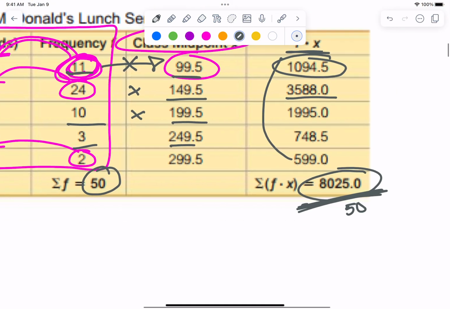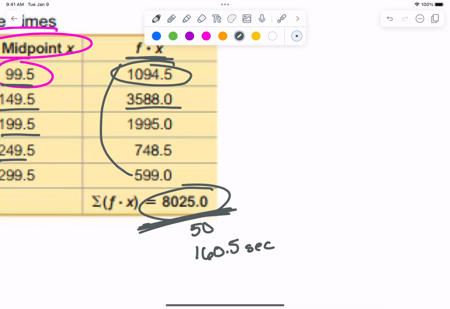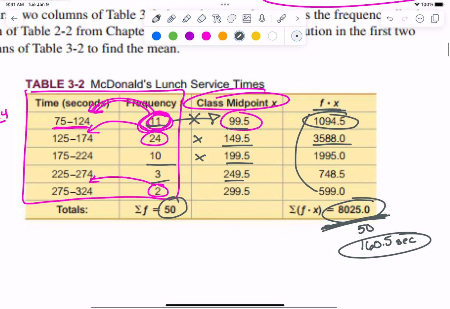Okay, somebody do that real quick for me, because I don't have the answer. What is 8025 divided by 50? 160 and a half. 160.5. Okay, and that is in seconds, right? So 160.5 seconds is the average amount of time that it takes. So somewhere in this category right here. Okay, 160.5 seconds lives in this category.